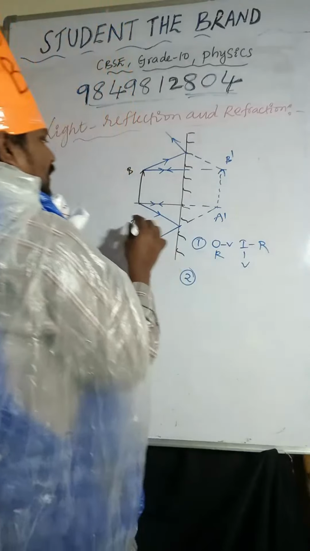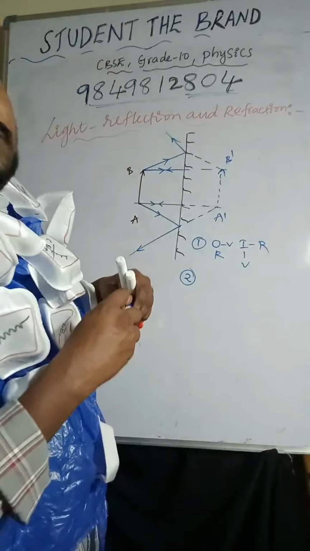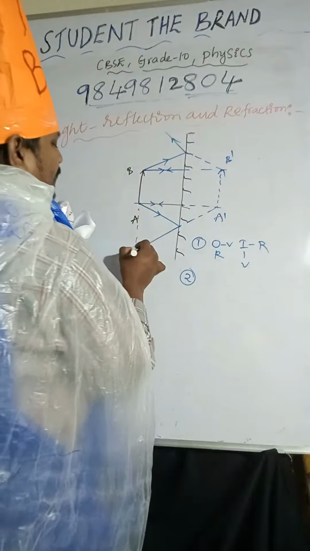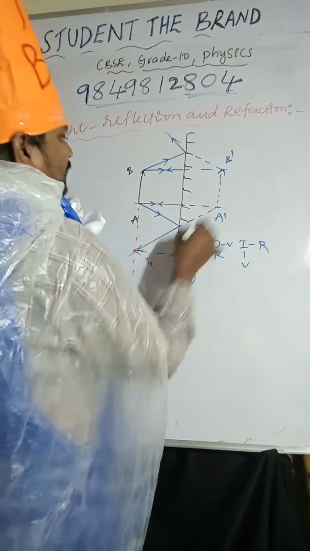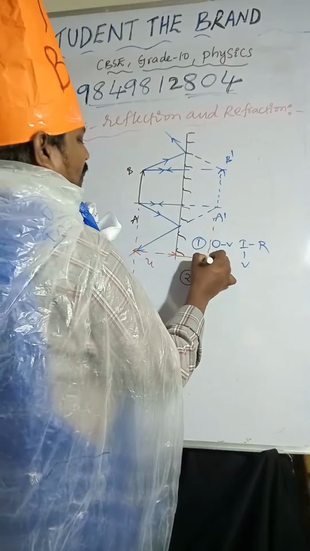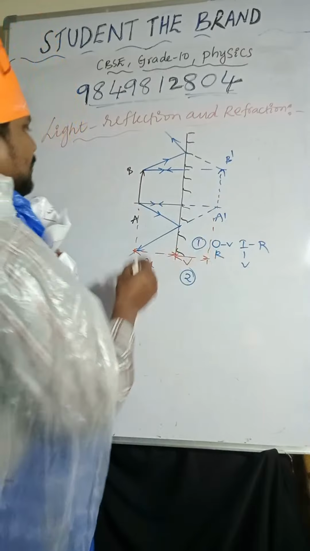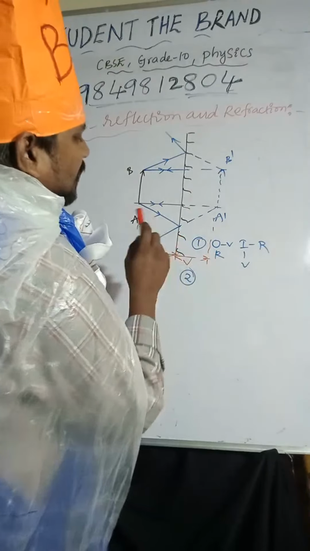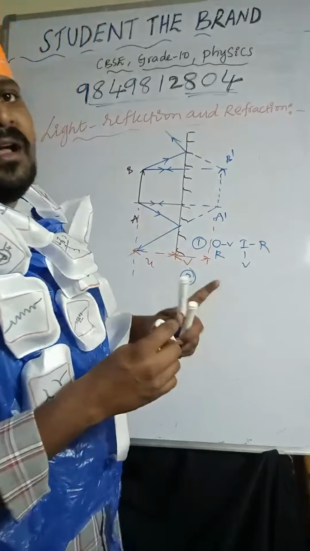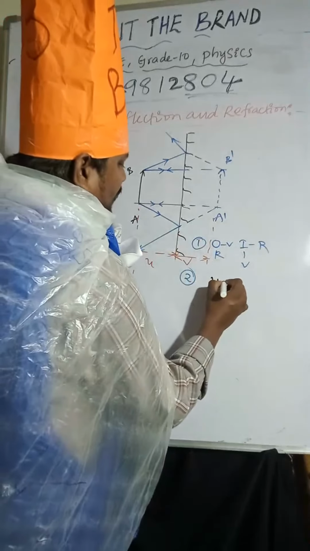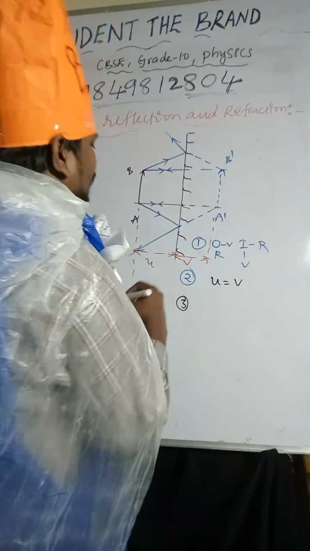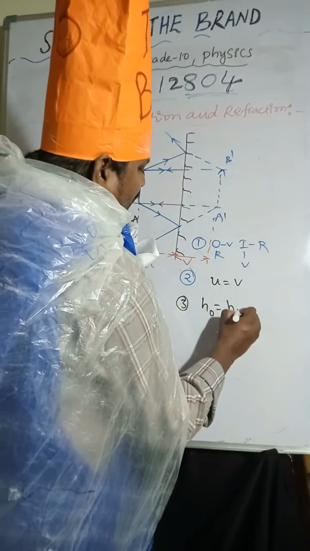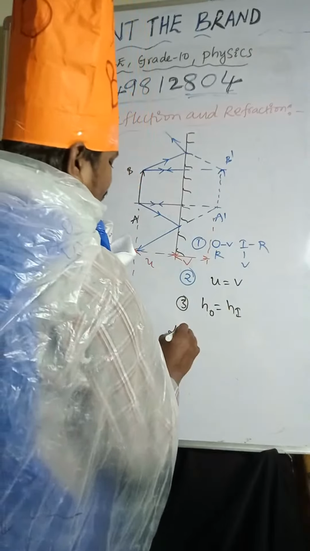Point number 2. The distance between object to mirror is called object distance. The distance between mirror to image is called image distance. So in a plane mirror, object distance is equal to image distance. And the third one, height of the object is equal to height of the image.